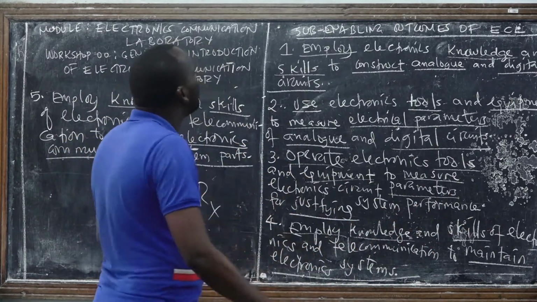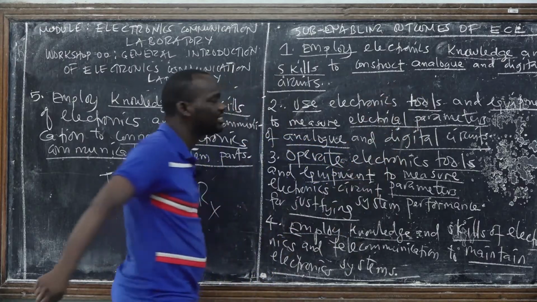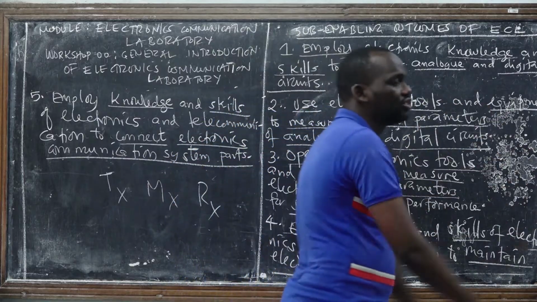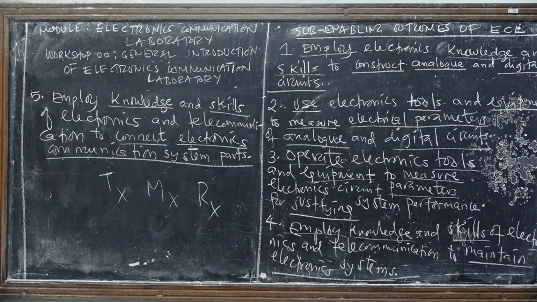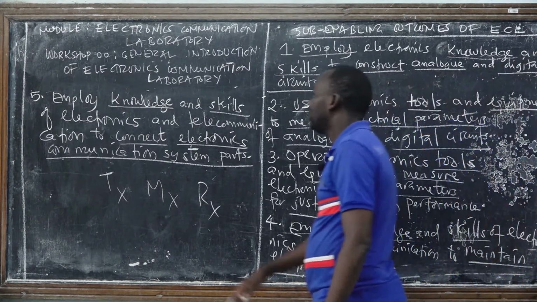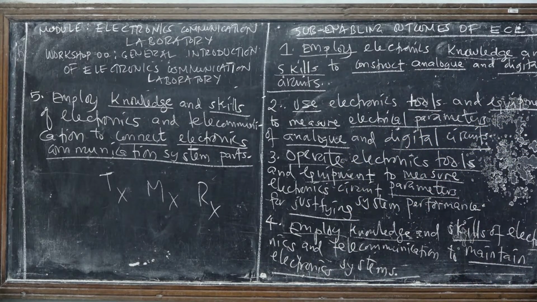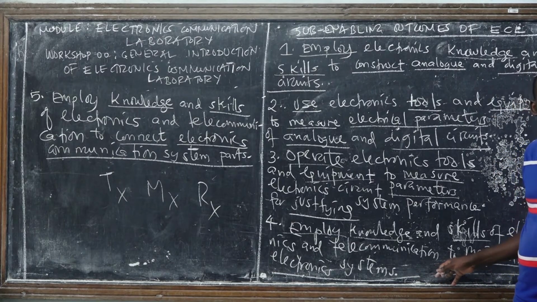Also, you may construct a digital communication circuit. You have your digital transmitter, you have your digital receiver, and then you may use a media, whether guided or unguided. Once you have constructed it, you have the transmitter, the media, and the receiver. Then you have to connect those 3 main parts to work together logically. Possibly, they don't work. If they don't work, you come to the 4th sub-enabling outcome to do the maintenance.